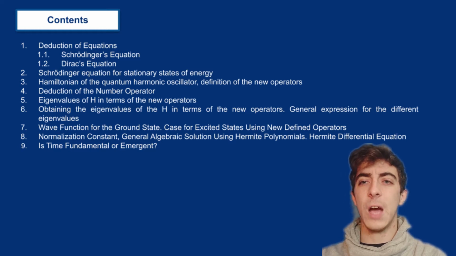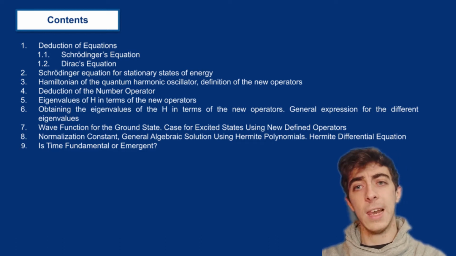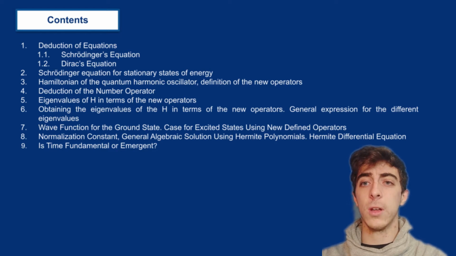After that, we will define some new operators that are going to be very useful when talking about the Hamiltonian of the quantum harmonic oscillator. Later on, and by still making use of these new operators, we're going to define more operators, such as the number operator. And after that, we will find the relationship between these new operators and the eigenvalues of the Hamiltonian for the quantum harmonic oscillator.